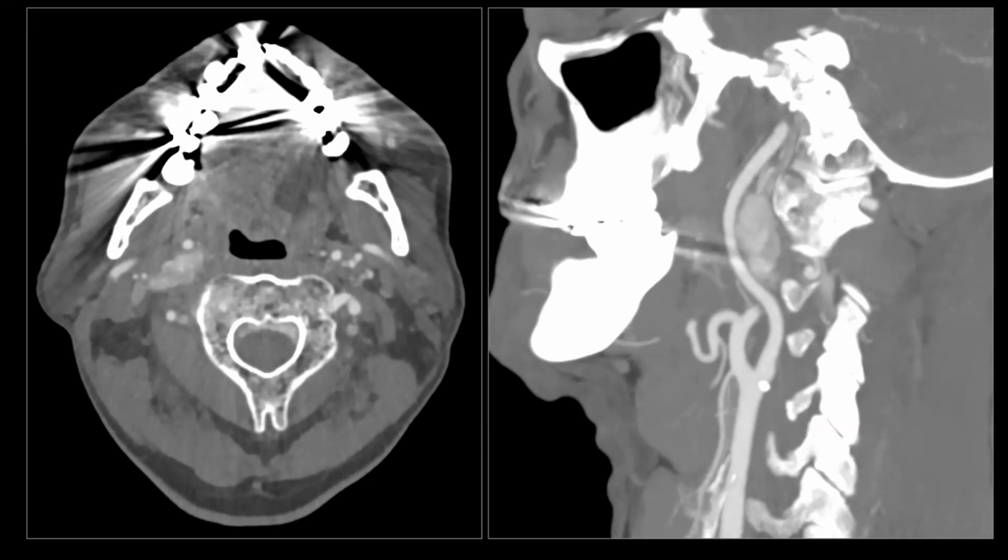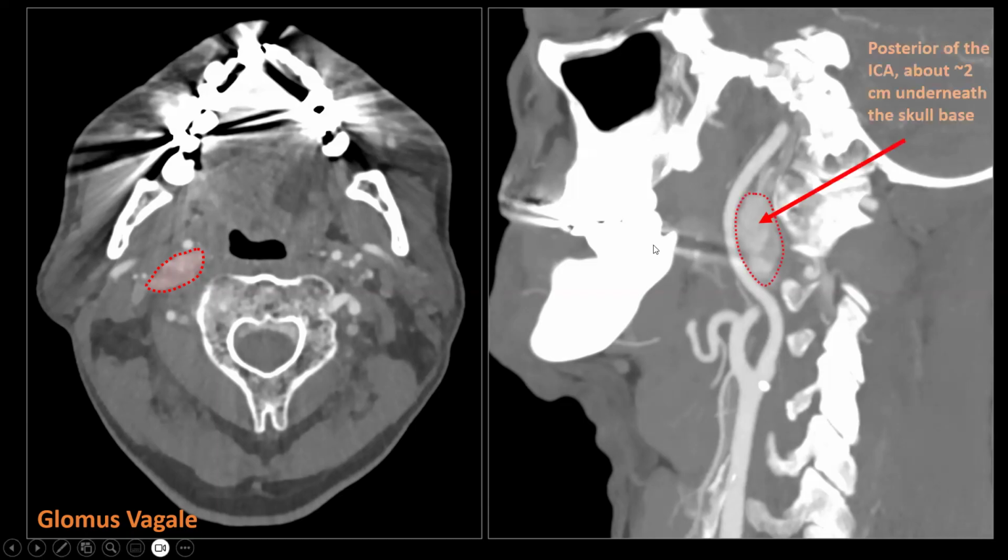So these are the least frequent of all the head and neck paragangliomas, but they have a very typical location. Here we have a glomus vagale or a vagal paraganglioma. And if you look at a sagittal image, we see that it's located not above the carotid bifurcation, but posteriorly of the internal carotid artery at about 2 centimeters below the skull base, which is the typical location for glomus vagales or vagal paragangliomas. We also see that the internal carotid artery is now pushed anteriorly.